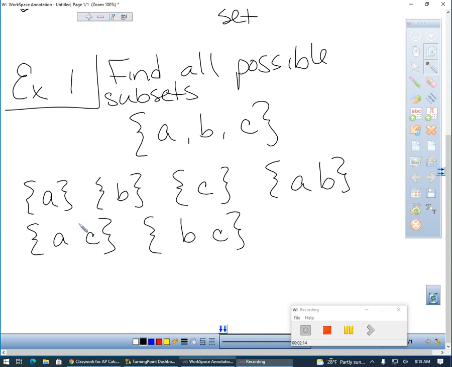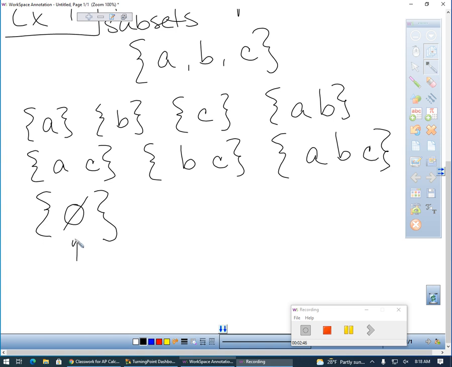And then, of course, we've done individuals. We've done 2 at a time. We can do all 3, which is A, B, and C. That can be a subset of the original. And we can also do none of them. And we talked the other day about how you can have none of them, just leaving it blank. Or what else did we say you could put in there? 0. Yes, good job, Chris. A 0 with a line through it. This means empty set. There's nothing in it.